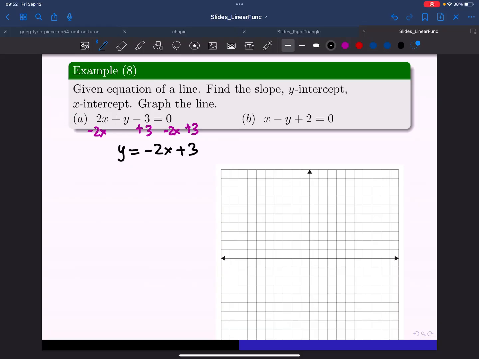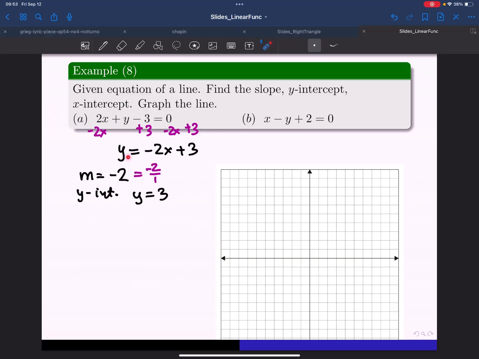So now we know that the slope is the number standing by x, and the y-intercept is the number by itself. So the slope is -2. We can also think of this as -2 over 1. Then we have the y-intercept, y is equal to 3. That's this number standing here. And we only need to find the x-intercept.